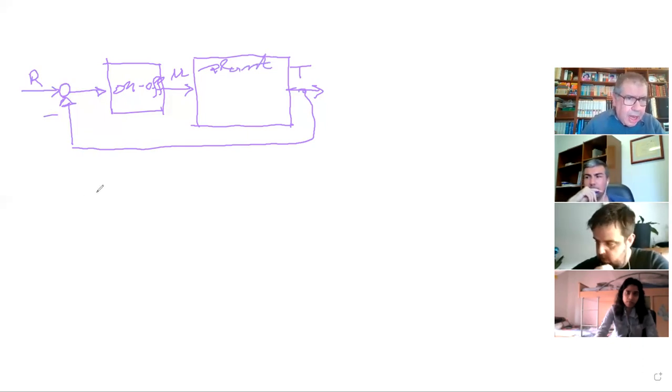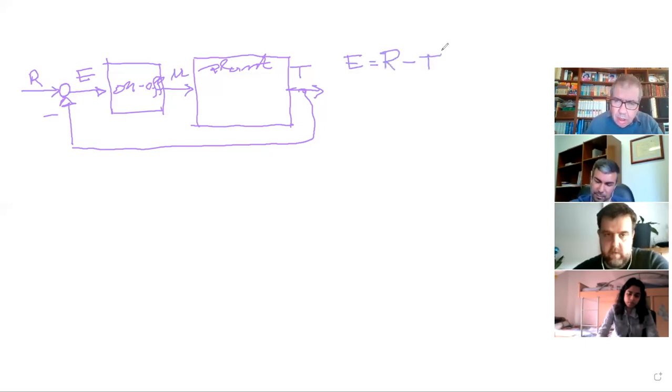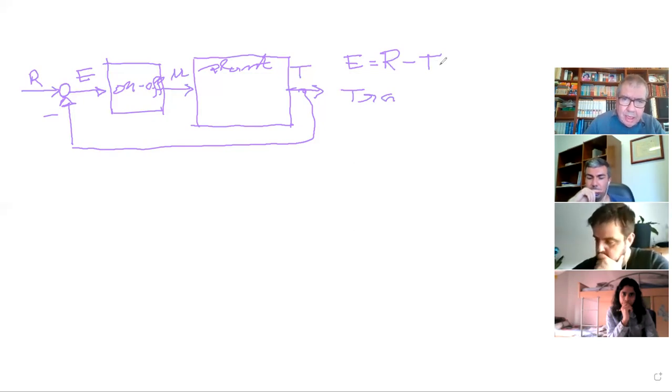Now, I also called here an error. So E. E is the reference minus the temperature. Okay, I call this the tracking error because you want to track R by T, but you are in error, so this is the tracking error.